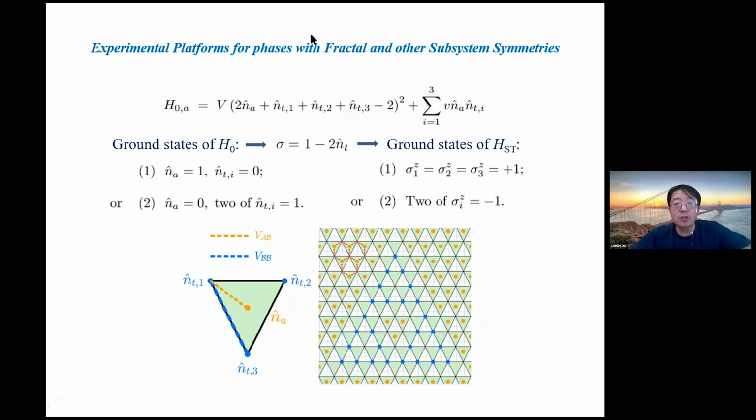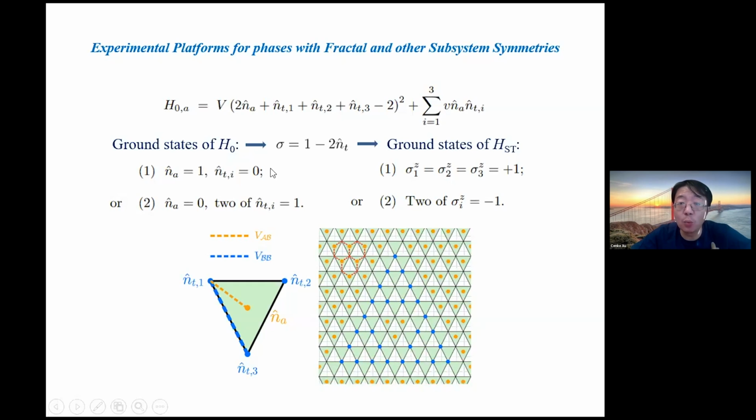Okay, so let's look at the ground state of this Hamiltonian. To minimize this Hamiltonian, we want the square to be 0, the inside of the square to be 0. There are two ways to make the inside of the square 0. One way is that n_A equals 1 and all the n_T equal 0. Then the square will be 0. Another case is to make n_A equal 0 and 2 out of 3 n_T equal to 1.